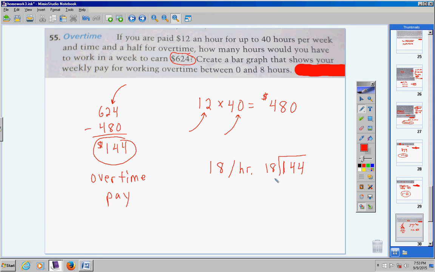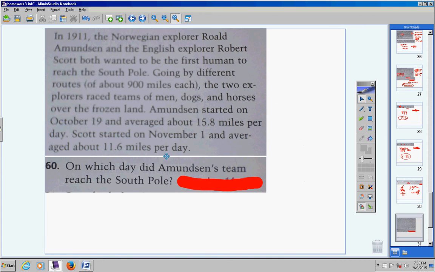Okay, I think it's going to be 6. Let's see, 8, excuse me. 8 times 8 is 64. Carry your 6, 144. Yep. So if you work 8 hours, you get 18 bucks an hour. 8 times 18 is 144. So that will give you what you need. So how many total hours did you work? Well, you worked 40 plus 8 more. So you worked 48 hours. Okay, not too bad. All right, moving on to numbers 60 through 62.